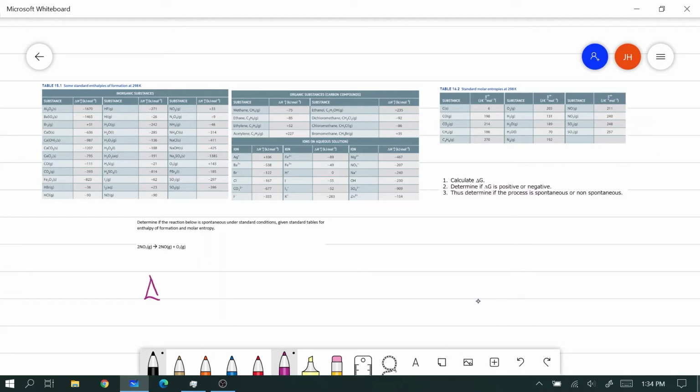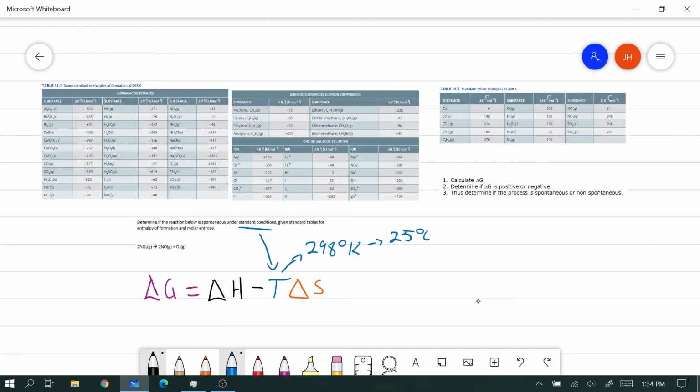So we're still going to write up our Gibbs free energy equation because we're still going to be using that. The change in Gibbs free energy is equal to delta H minus T times delta S. Now the only value that we've been given so far technically is T, because we've been told that we're working under standard conditions. That's 298 degrees Kelvin. And we know that because standard conditions are 25 degrees Celsius, and to convert that to Kelvin, we need to add 273 additional degrees.